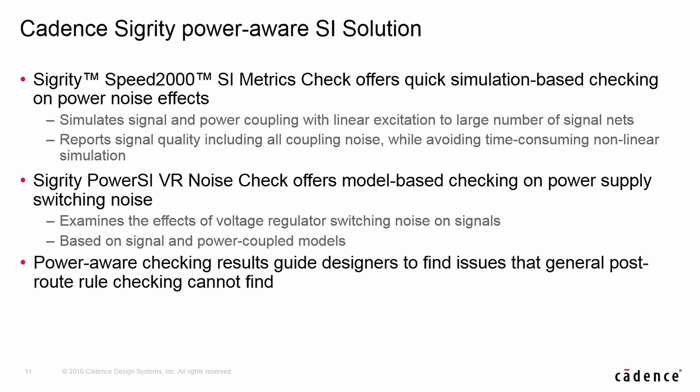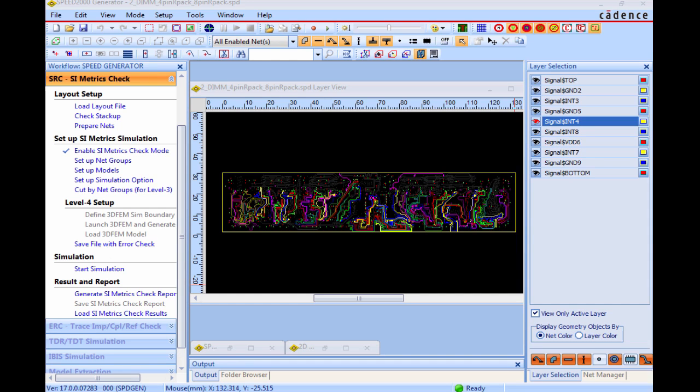Do we have a tool for power-aware design checking? The answer is yes. Cadence Singularity provides SI matrix check for the complete power-aware solution. It can check and report general classic SI issues and power noise-induced SI problems. Now, let's take a look at how the quick checking tool works in Singularity's tool environment.